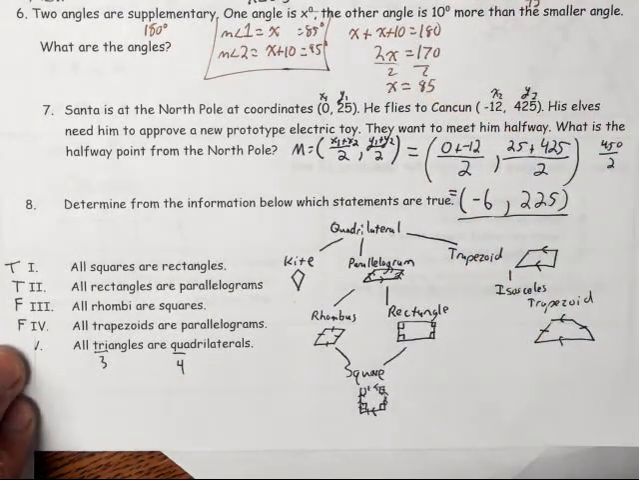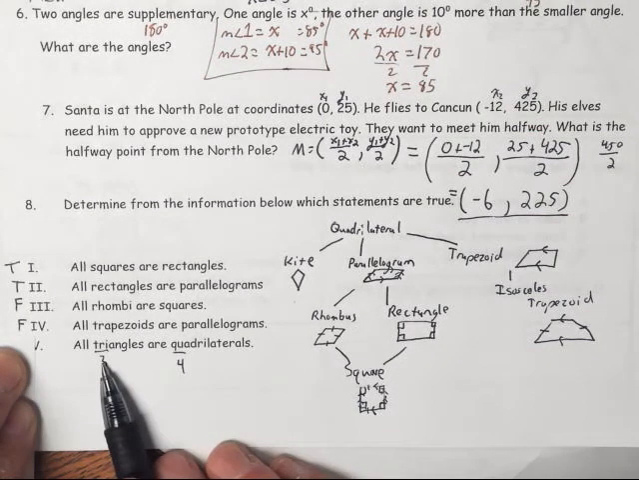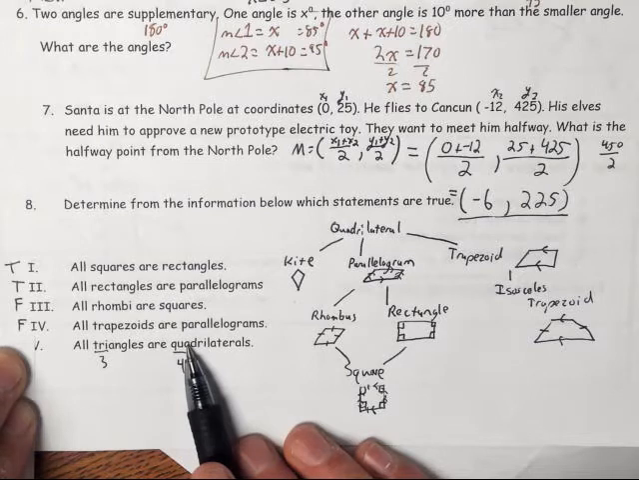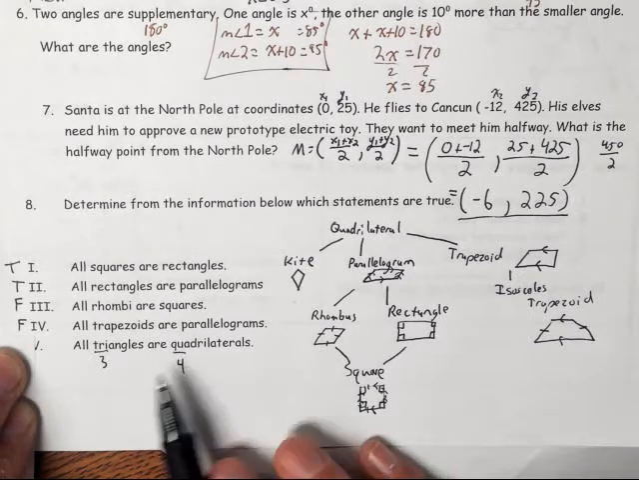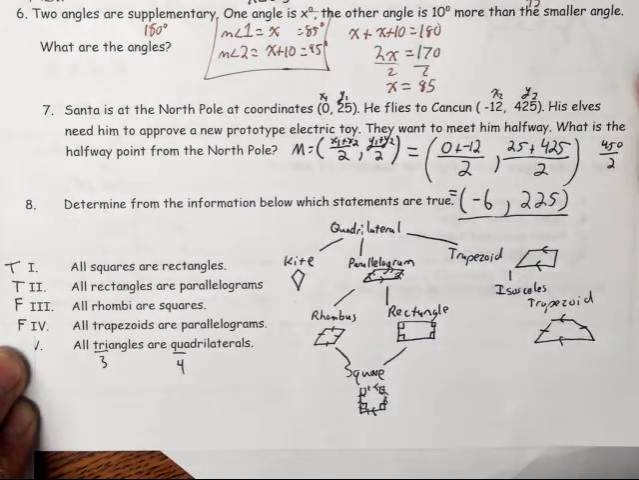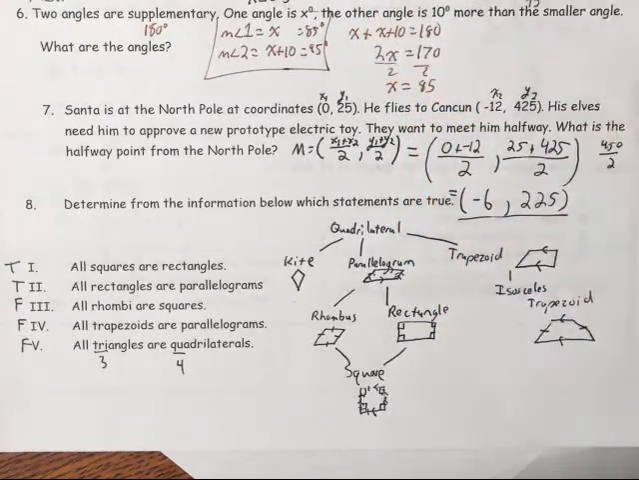And the last one, part 5, all triangles are quadrilaterals. Well, triangles have 3 sides. Quadrilaterals have 4 sides. And so, no, triangles cannot be quadrilaterals because they do not have 4 sides. So that one is false.